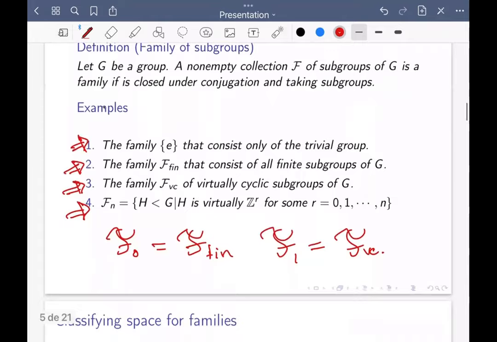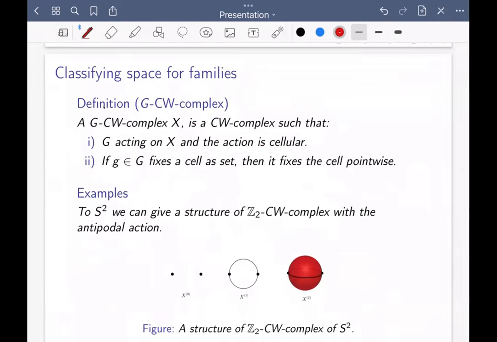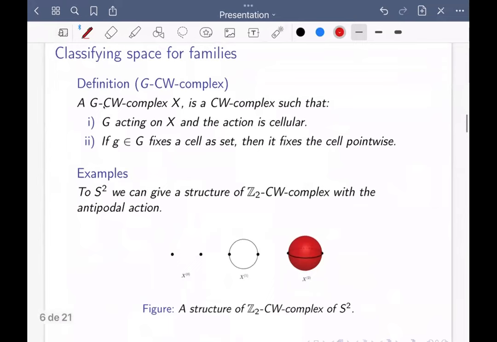So a G-CW complex is a CW complex with a G action such that the action is cellular. Also, if an element fixes a cell setwise, then it fixes the cell pointwise. The example is the sphere. We can give it a structure of C2 CW complex with the antipodal action. Here we have this decomposition, and this is an example of a C2 CW complex.